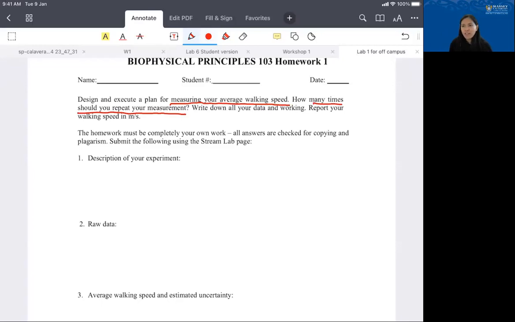So at least 3, you're right, Liza. 4, 5 or 6 measurements would be good. Then you can see your natural variability in the speed.